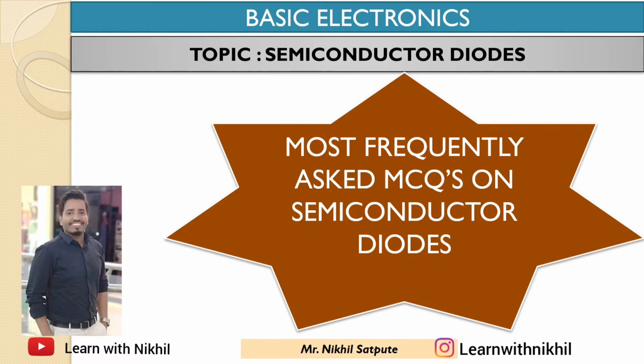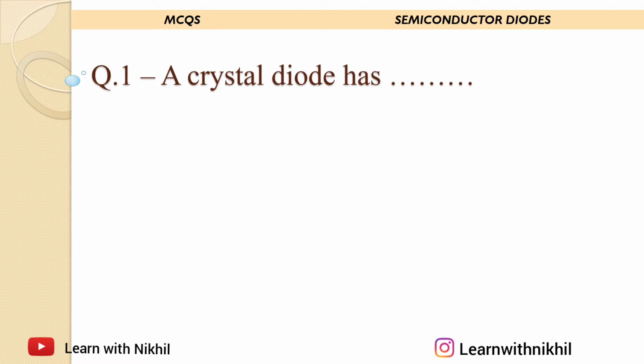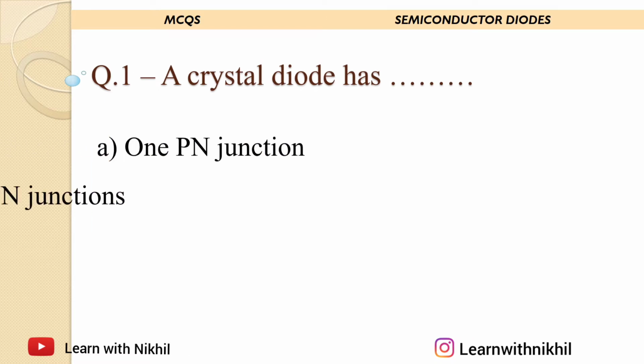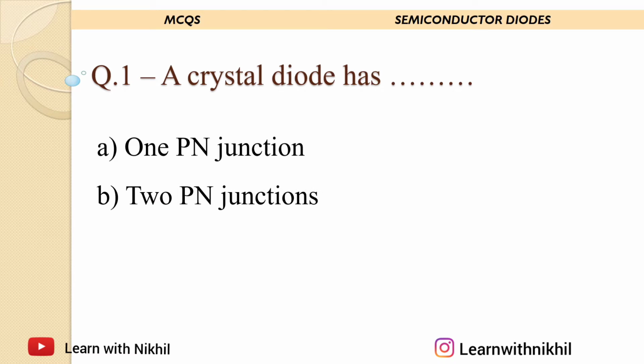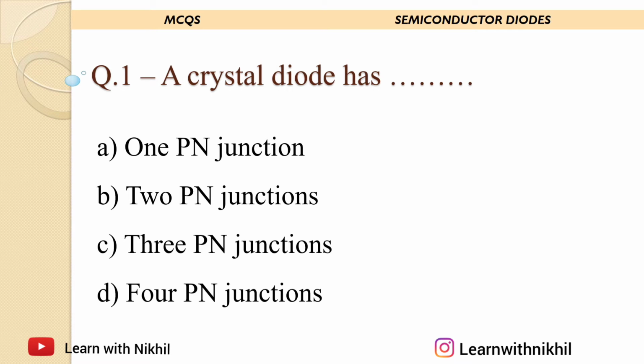So here we are going to study about semiconductor diodes, the most frequently asked MCQs on that topic. So let's begin. First question is, a crystal diode has 1 PN junction, 2 PN junction, 3 PN junction or 4 PN junction. So the answer is 1 PN junction.